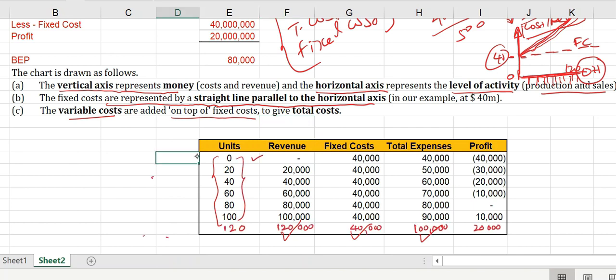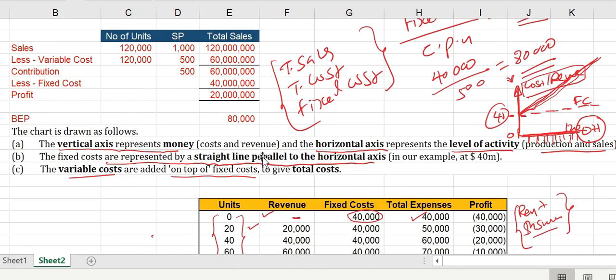When you produce 0 units, your revenue will be 0. However, still you will have to incur your fixed cost. Even if you don't produce any units, you will still have to pay your fixed cost, such as rent and insurance. Those expenses will have to be paid regardless of your production. So therefore the total expenses will be 40 million.